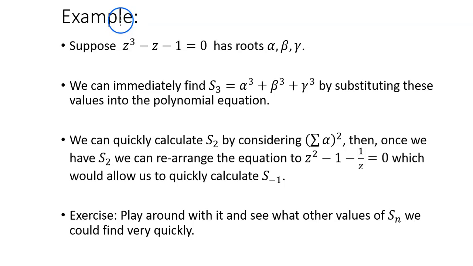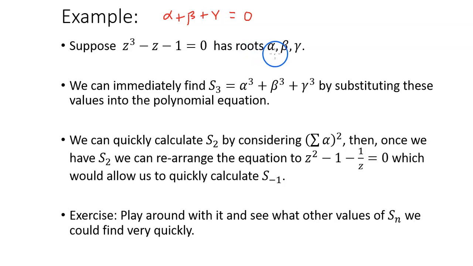So here's a nice example to play around with. Suppose z cubed minus z minus 1 equals 0 has roots alpha, beta, and gamma. We can immediately find S3, which is alpha cubed plus beta cubed plus gamma cubed, by substituting these values into the polynomial equation. So first of all, we can quickly see that alpha plus beta plus gamma is equal to 0, because there is no z squared part of this cubic equation. The z squared coefficient is 0. So alpha plus beta plus gamma is equal to 0.